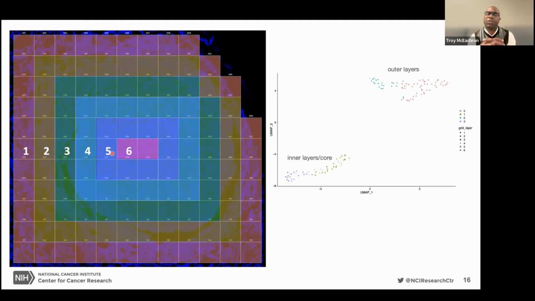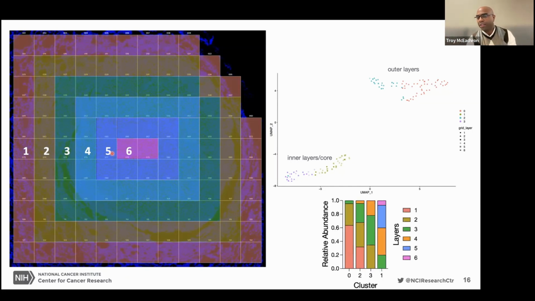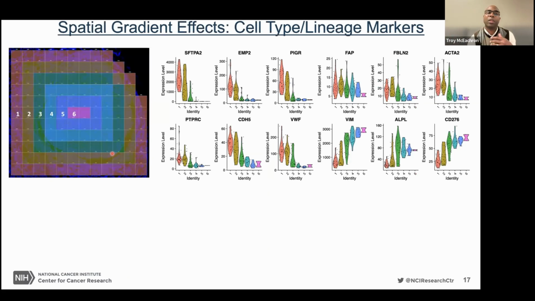When we did the gene expression profiling, one of the things we saw is that the outer layers clustered together and the inner layers clustered together. What that means is that the gene expression profiles in the outer layers are very similar. The gene expression profiles in the inner layers are very similar, but the inner layers and the outer layers are very much different from each other. So we thought that that was really cool. And this is just to show that we had some gradient effects, but that's really not important because I'll show you what that looks like here.